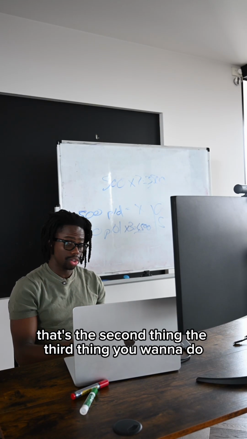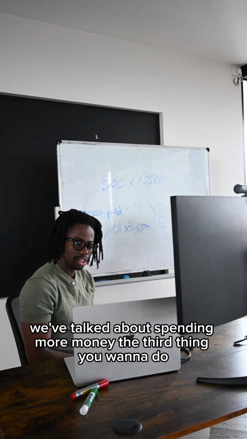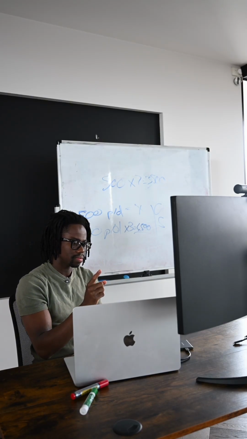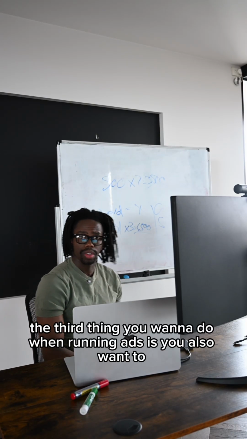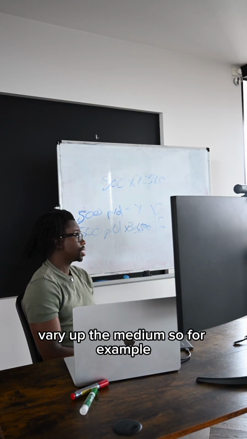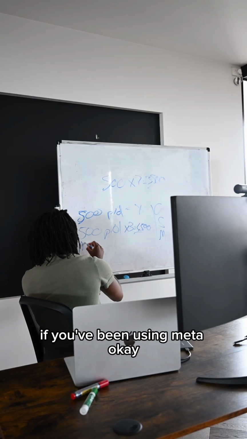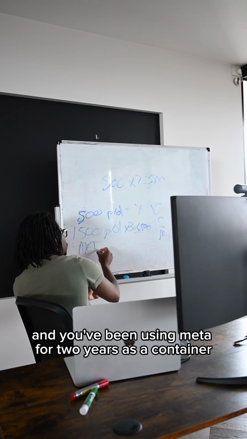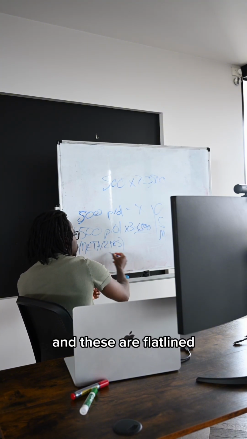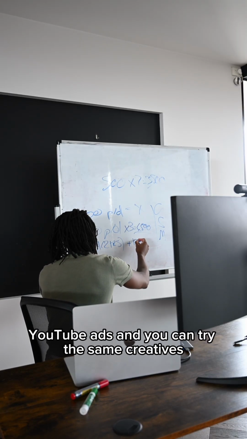The third thing you want to do, so we've talked about creatives, we've talked about spending more money. The third thing you want to do when running ads is you also want to vary up the medium. So for example, M for medium. If you've been using Meta for 2 years as a container, and things are flatlined, then maybe it's a really great opportunity to do something like YouTube ads.